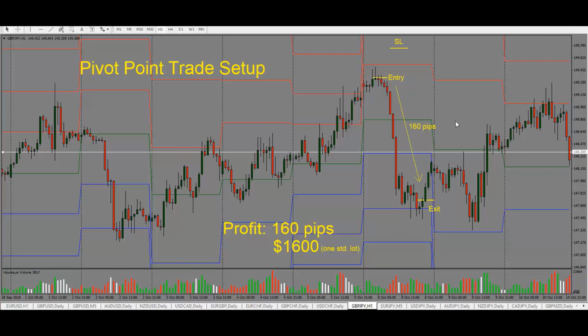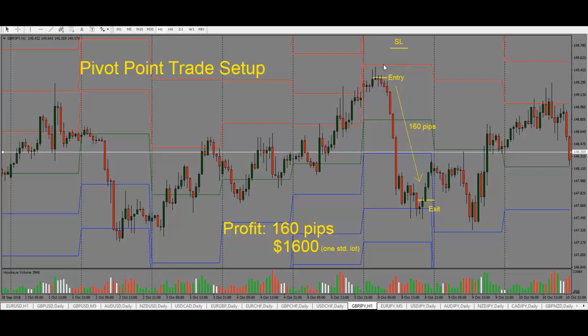So just to recap, a pivot point trade setup is when we are looking for a reversal signal or an entry at one of the pivot point levels. In this case, price was going up, comes into our R1 pivot point level here, and we get this nice pin bars, couple of pins here. So this is a good place for us to enter the trade short.